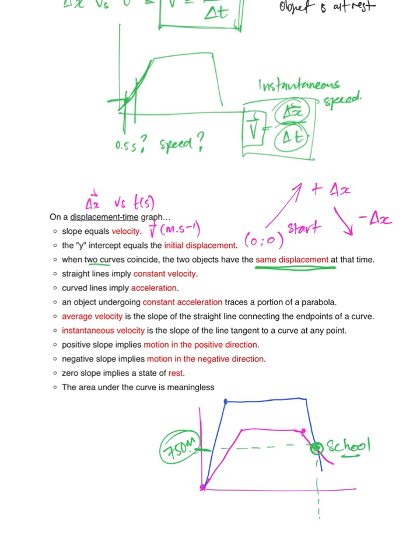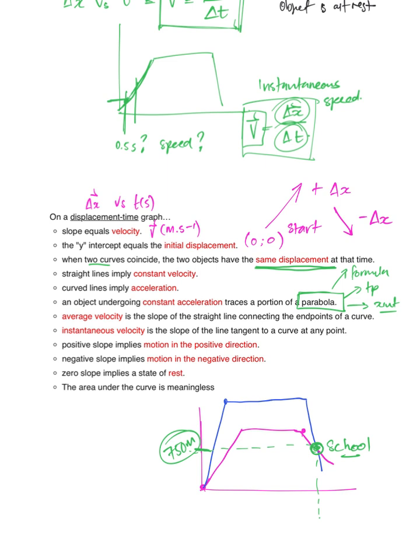Straight lines mean constant velocity. Curved lines mean acceleration. If it's under constant acceleration, we can have parabolas. So for this type of graph, please, you need to know your formula for your parabola. You need to know how to get the formula. You need to know the turning point. You need to know x-intercepts. All right, so please make sure that your math is good, this is why you have to be good at maths to do this subject. Instantaneous velocity is the slope of the line tangent to the curve at any point.